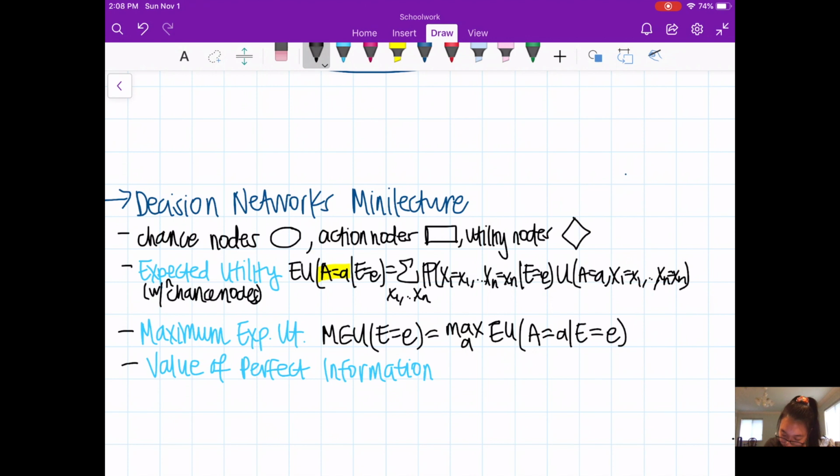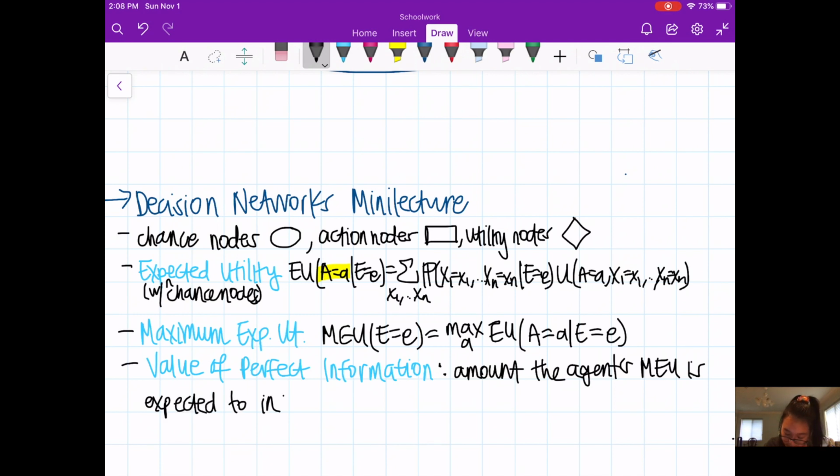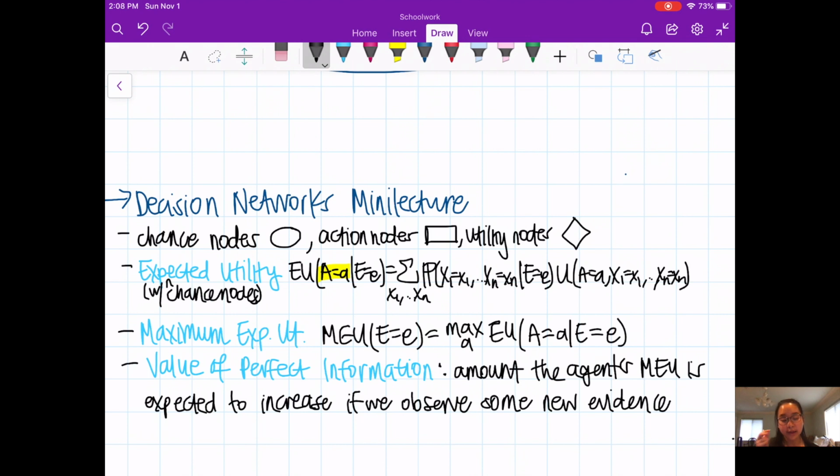So that's why the formal definition of the value of perfect information is the amount the agent's maximal expected utility is expected to increase if we observe some new evidence. So it's specifically indicating the difference that it will be increased.